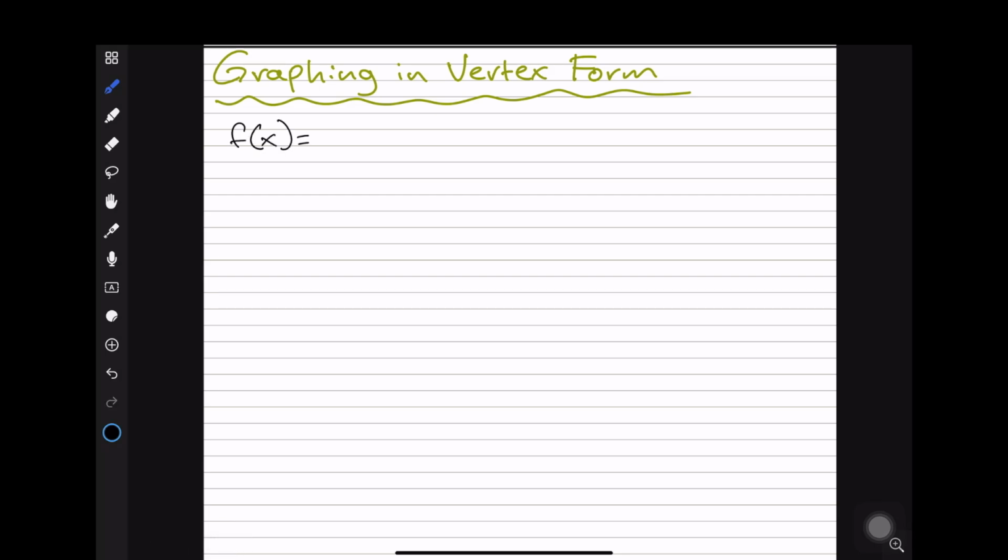Today we are going to graph in vertex form. So vertex form looks like this: f of x equals a times (x minus h) squared plus k. Now, when you see this formula, the vertex is going to be represented by h comma k.